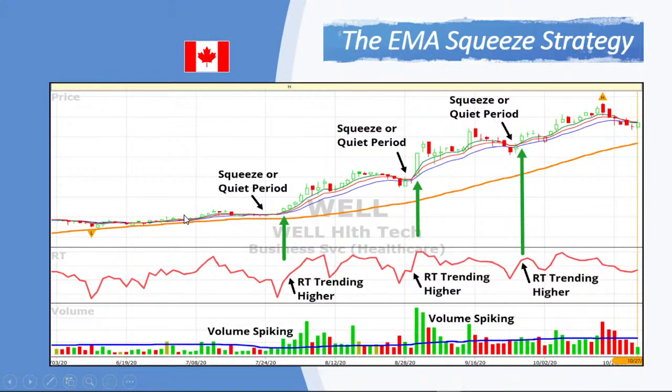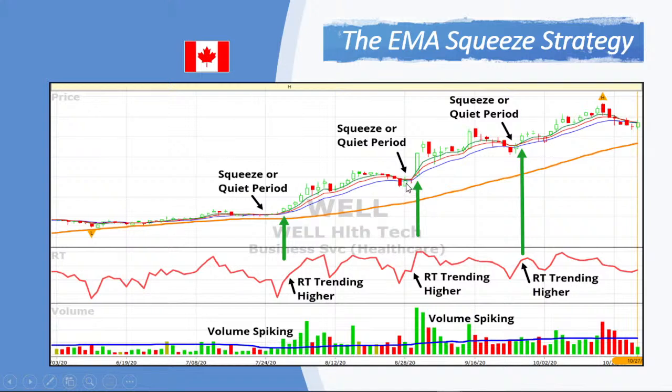Okay. So a couple of entries here with this one. This is WELL. Squeeze or quiet period above the 50-day moving average. Bands begin to separate. RT begins to trend higher. Volume begins to spike. There's your entry.